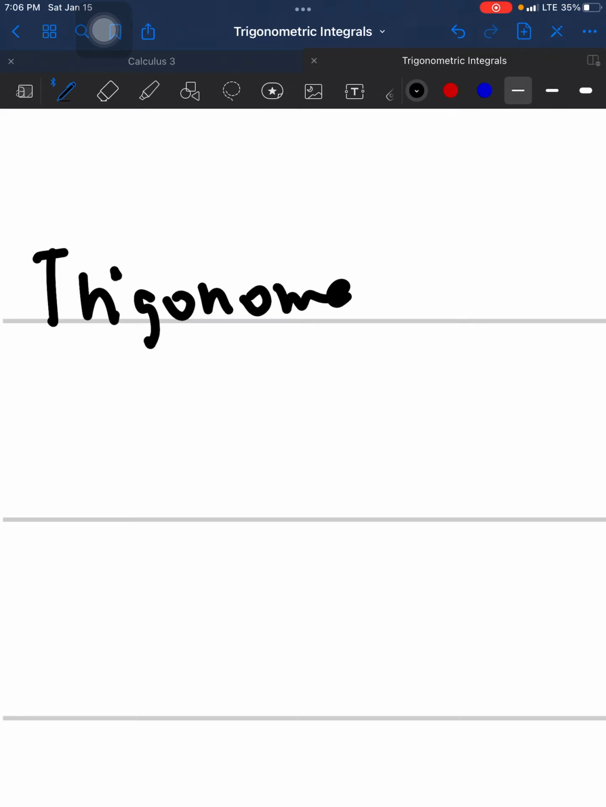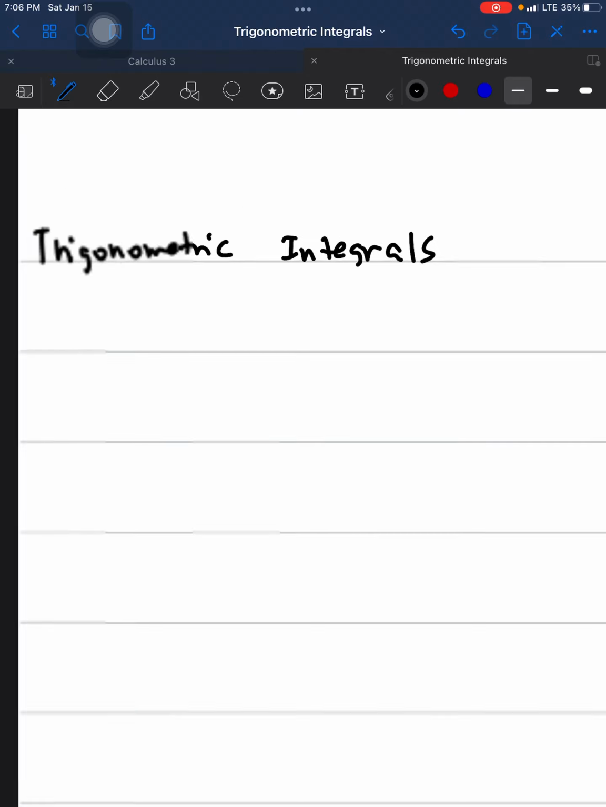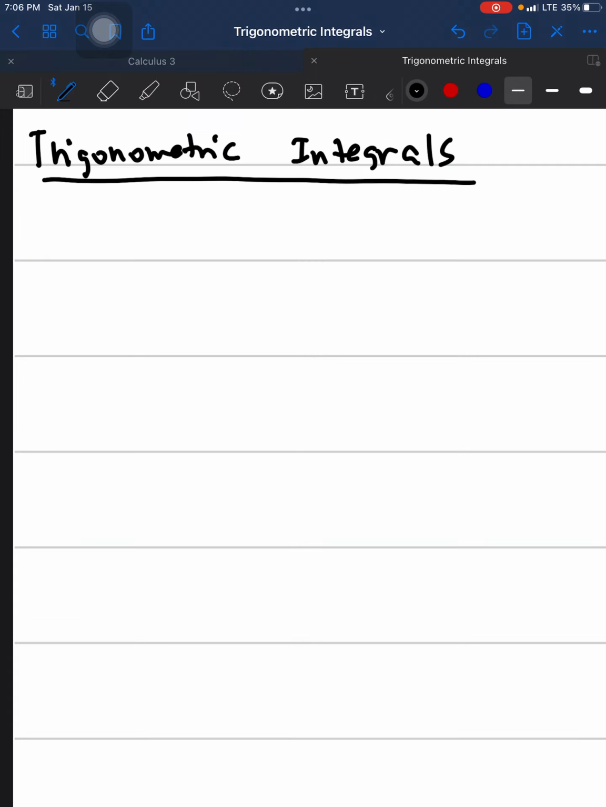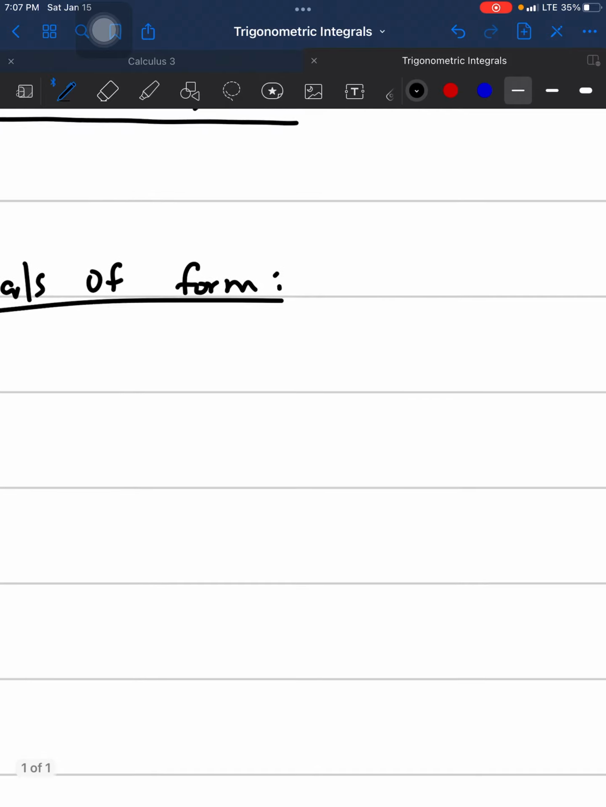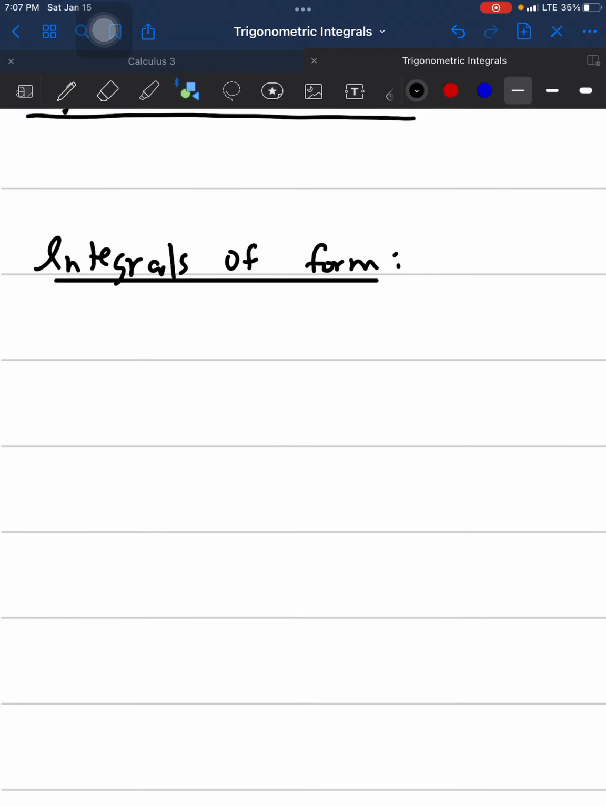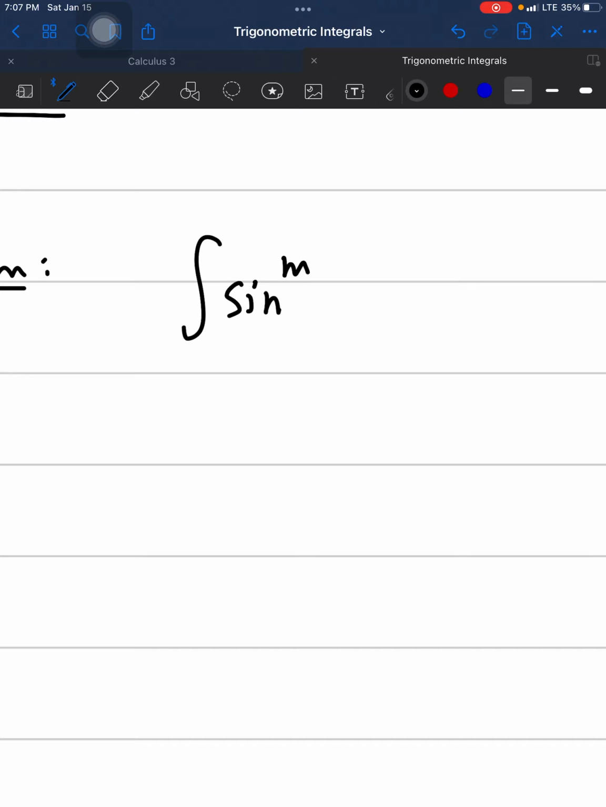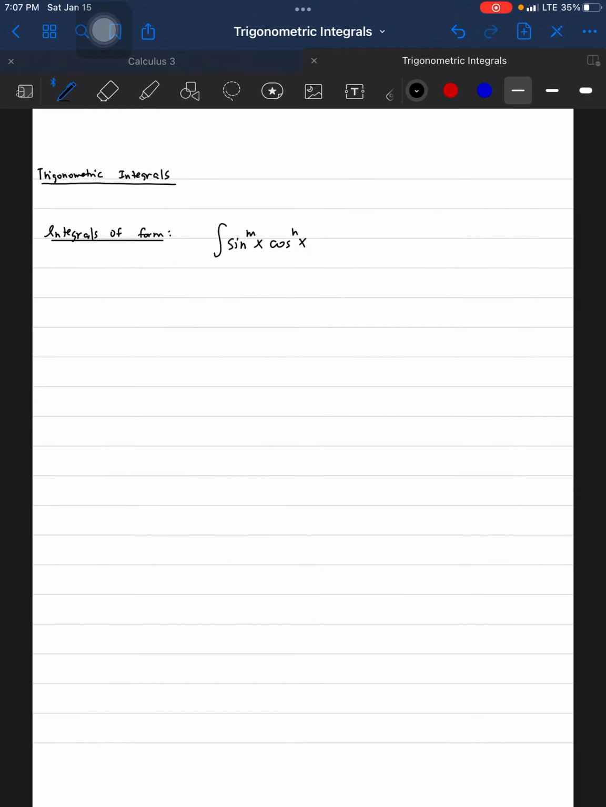So in this next video, we're going to be talking about trigonometric integrals. And these are usually integrals of the form sine x, sine to some power x, cosine to some power x. So there's usually sine and cosine.